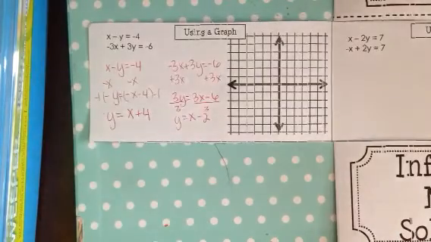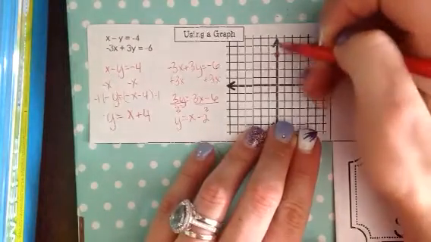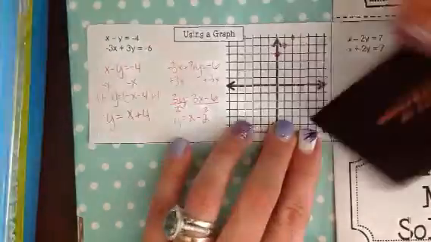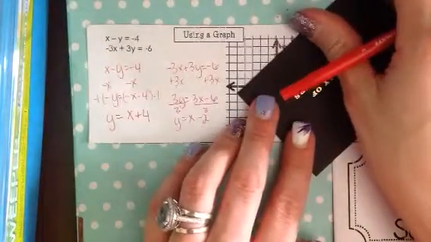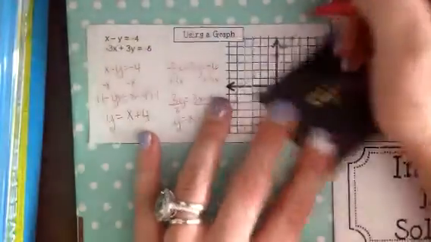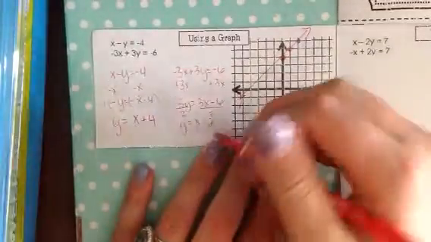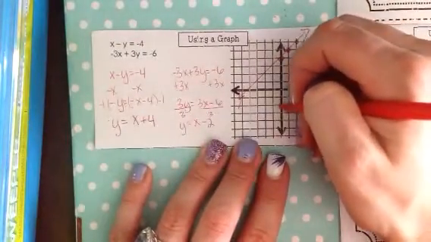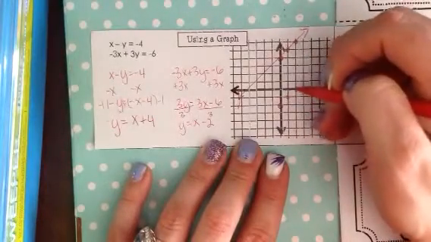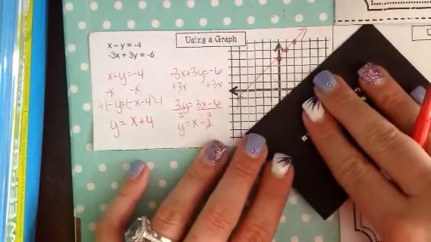Now I can plot both of these. My first one has a y-intercept of 4 and a slope of 1, so I go up 1 over 1, up 1 over 1. I connect my dots and draw my line. My second equation has a y-intercept of negative 2 and a slope of 1. So I go up 1 over 1, up 1 over 1, and I can connect my dots again.